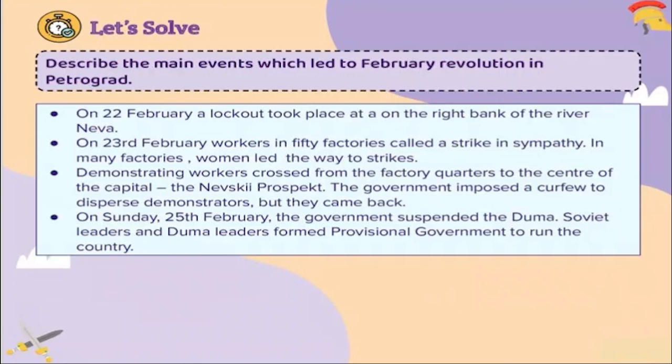Now the government said to impose a curfew immediately so that the demonstrators would go back. So they went, but again they came back. So what happened was, Tsar Nicholas, on Sunday 25th February, said that the Duma is suspended. He started to call his cavalry, and Soviet leaders and Duma leaders formed a provisional government and started to run the country.